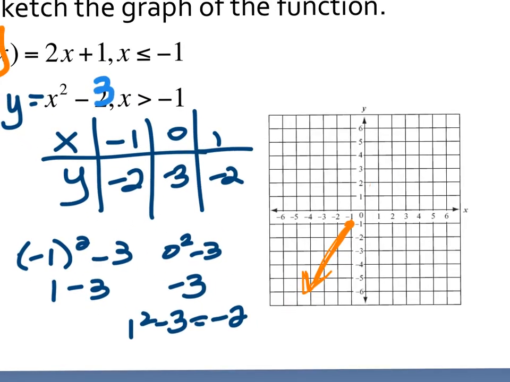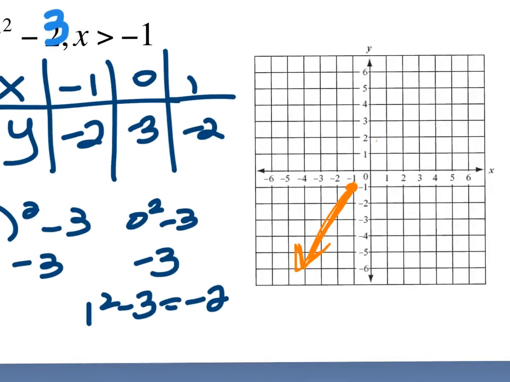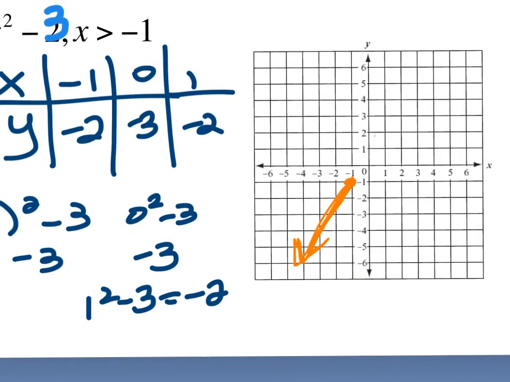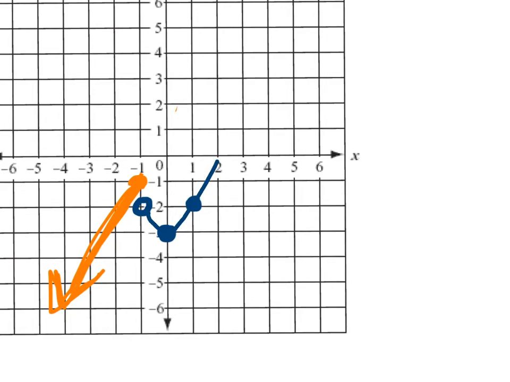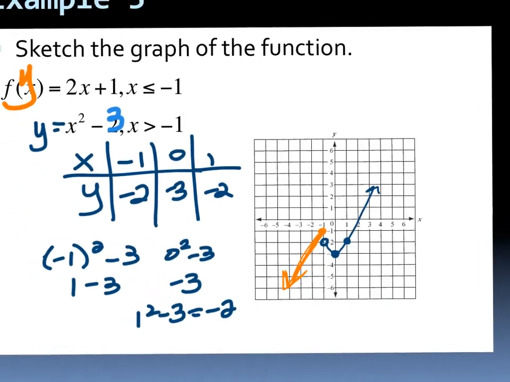So my first dot, again, is not or equal to, which means it's an open dot. -1, -2, open dot. 0, -3, solid dot. 1, -2, solid dot. And I know it's a parabola, so the right side of my graph is going to do something like that.